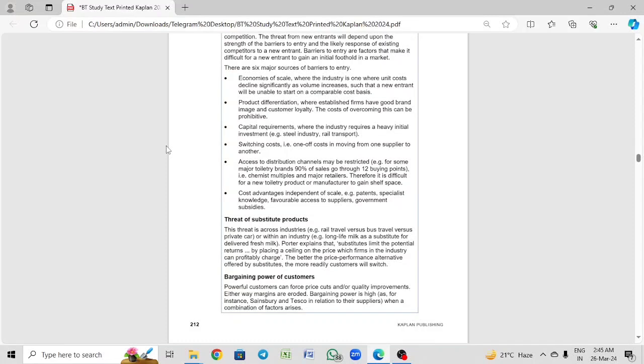Bargaining power of the customer, keeping in mind the product quality is constant. The product quality is not a matter of concern. The customers have bargaining power.